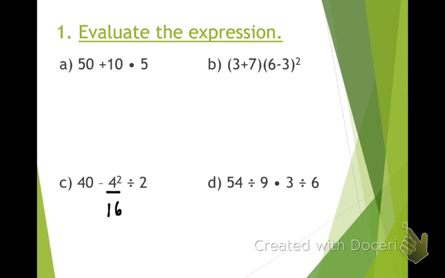Everything else needs to drop down. So the first thing I should drop down, Sarah, is what? Bring down the 40. What else should I bring down? The minus sign. What else? Divide by 2. All right? Now we are still working here on our problem. Are there any more parentheses? Any more exponents? Is there any multiplication or division?